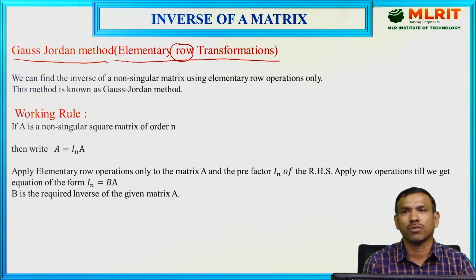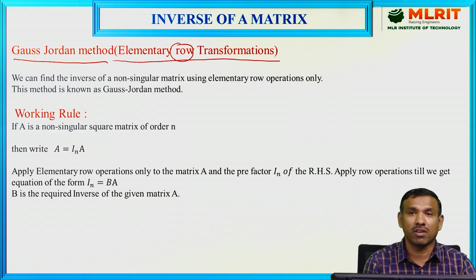The operations are: interchange of 2 rows, adding one row to another row, or multiplying one row by any non-zero constant number and adding it to some other row. We have discussed these 3 operations in the previous classes. Only these 3 defined operations can be applied.